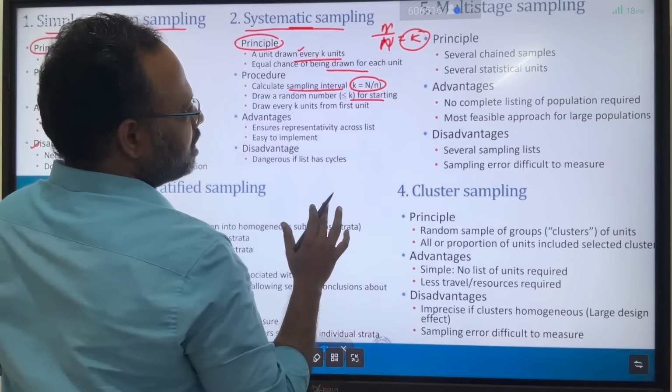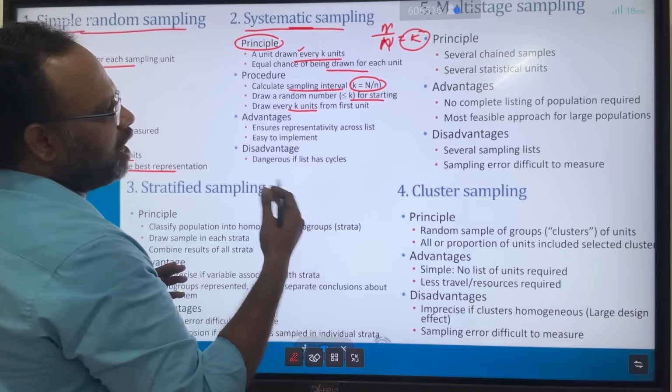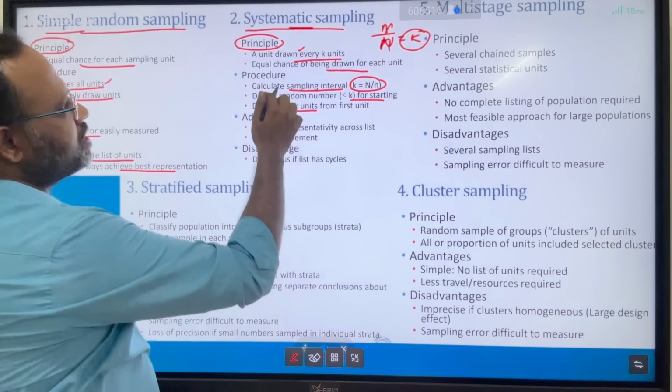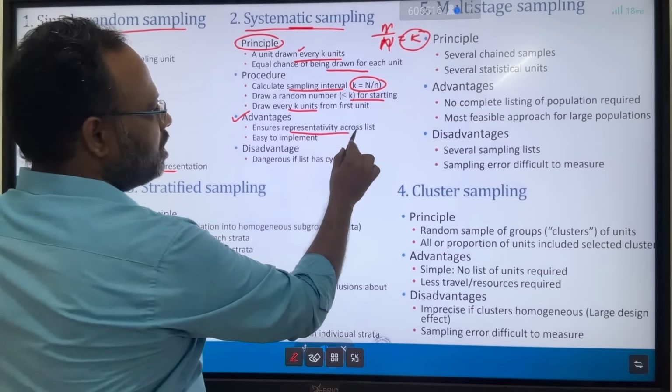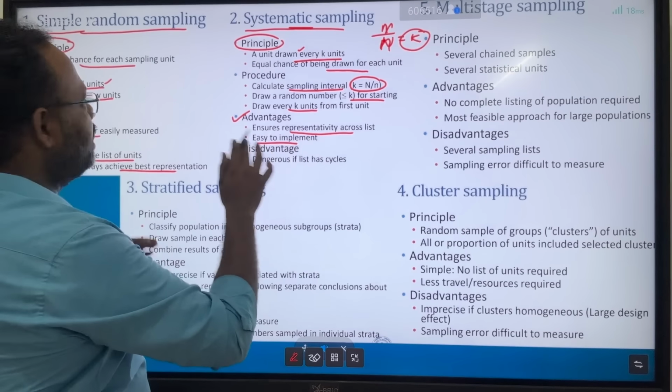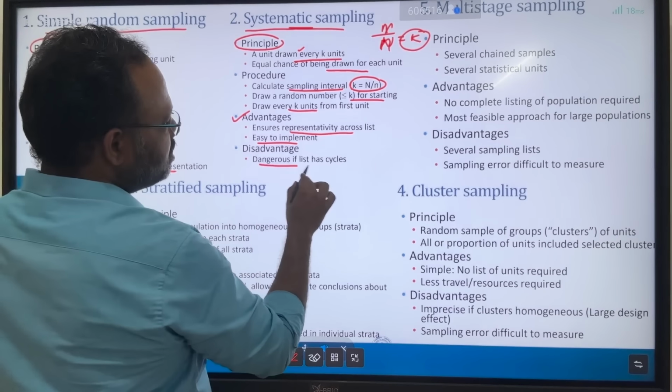That is, for the first sample, we get a random number. Then after that, every Kth unit has to be added, and that person will be included as a sample. The advantages of this systematic sampling are that it ensures representativeness across the list and is easy to implement. We need not have the numbering of all the units. The disadvantage is that it is dangerous if the list has cycles.